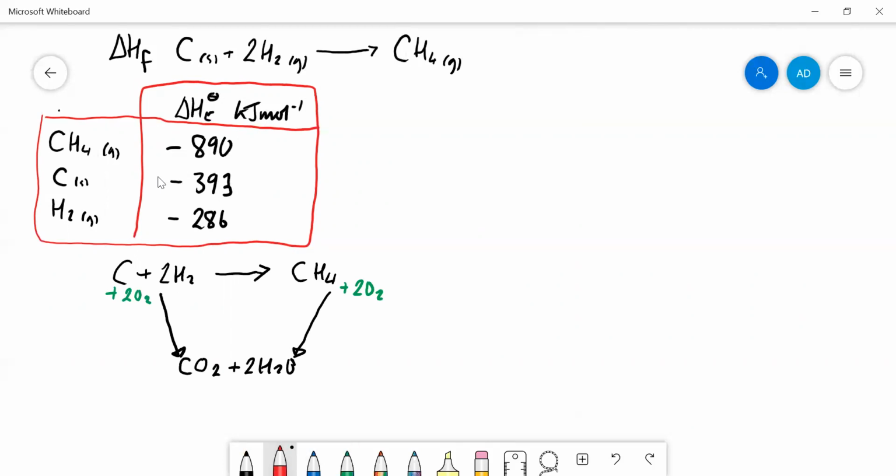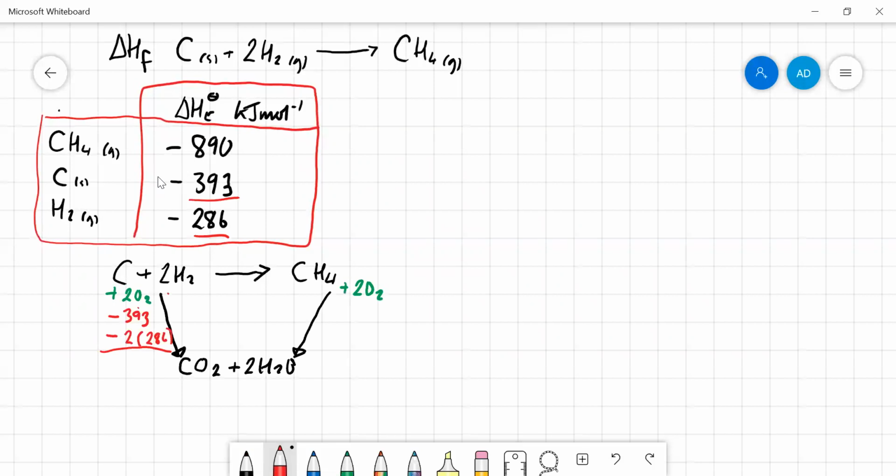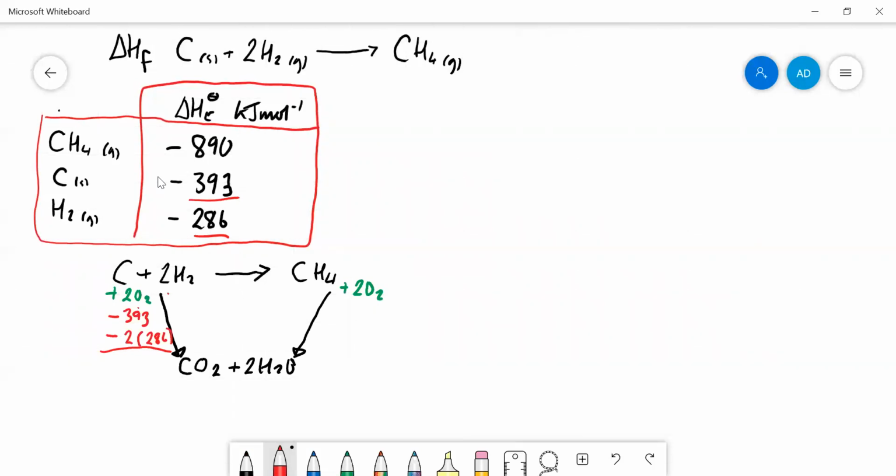And what we're doing, well, on this arrow here, we are burning 1 mole of carbon, so that's minus 393, and 2 moles of hydrogen, so that's going to be 2 times 286. So add all that up together on a calculator, and we get 965, that's minus 965 kilojoules.